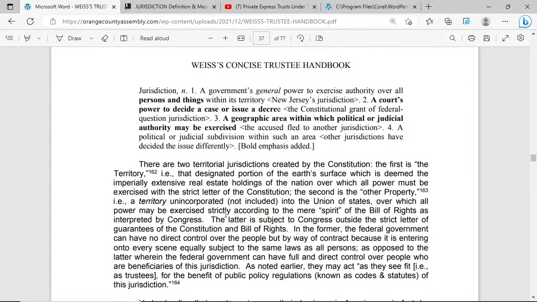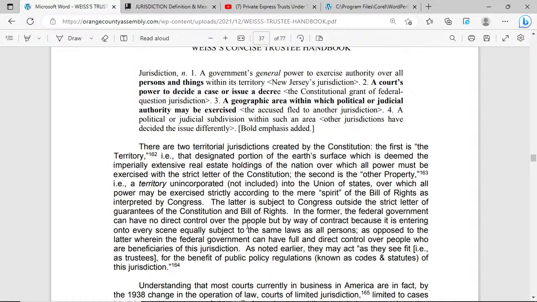Over which all power may be exercised strictly according to the mere spirit of the Bill of Rights as interpreted by Congress. And as we know from the earlier parts, Congress is a public entity creating public laws to govern the public. The latter is subject to Congress outside the strict letter of guarantees of the Constitution and the Bill of Rights. In the former, the federal government can have no direct control over the people, but by way of contract, because it is entering onto every scene equally subject to the same laws as all persons, as opposed to the latter, wherein the federal government can have full and direct control over people who are beneficiaries of this jurisdiction. As noted earlier, they may act as they see fit, as trustees, for the benefit of the public policy regulations known as codes and statutes of this jurisdiction.